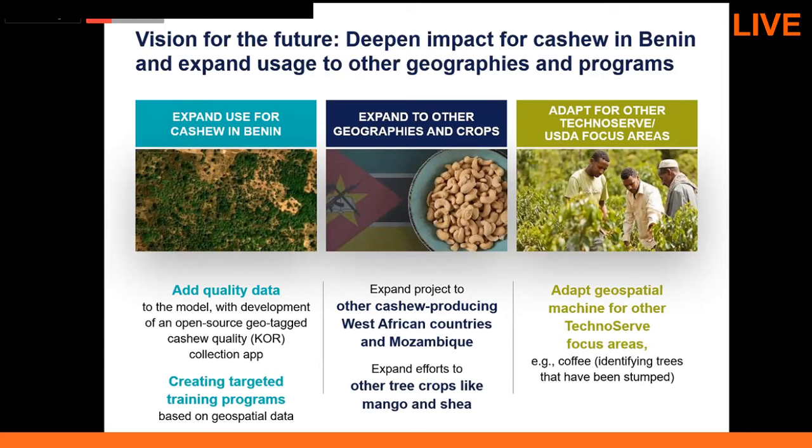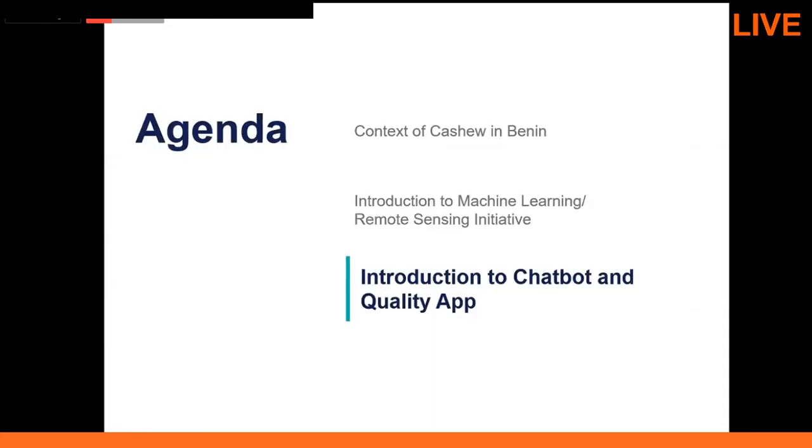We're also looking to expand to other geographies and crops. We're already collaborating with TechnoServe's Connect Cajù program in Mozambique to assess how this can be applied there as well. And then looking to other USDA focus areas. So this includes coffee, where we're currently looking into possibilities for mapping coffee using this time series imagery technique, even if it's shade grown, as well as other crops. So that's it for machine learning and remote sensing. I'm sure there's going to be lots of questions.